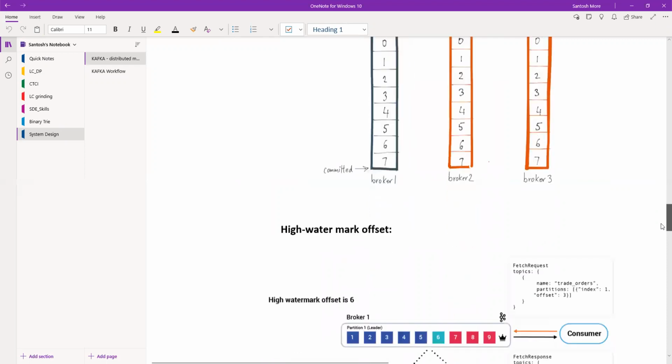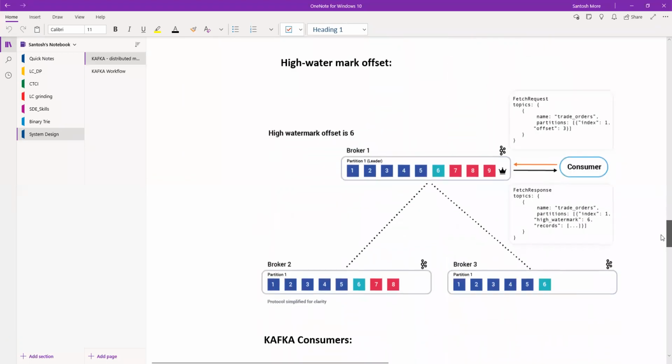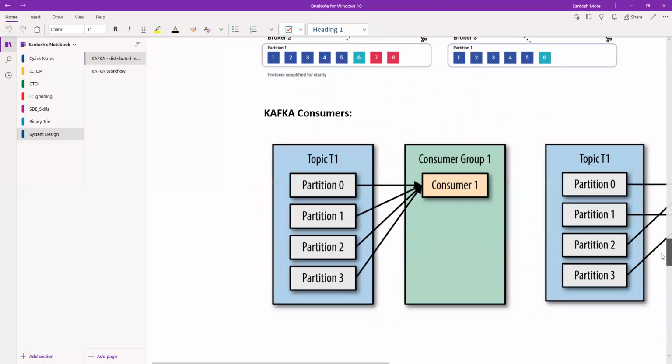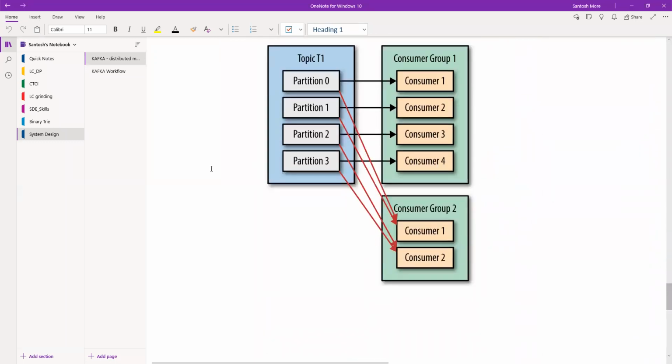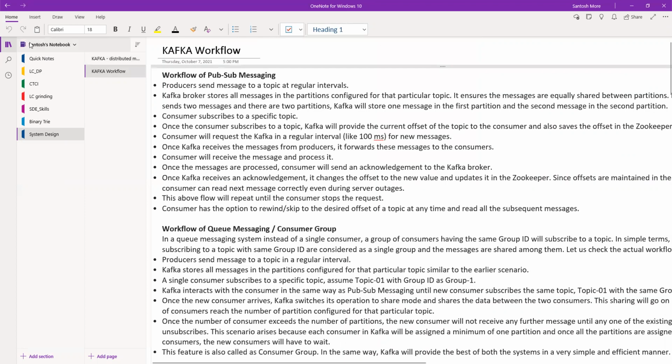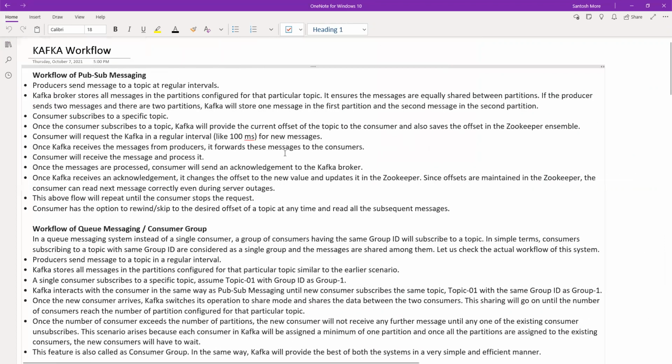and how replicas come in and go out. Then we also discussed the high watermark offset and the consumer groups, and how they interact with the topics. So today we'll focus more on the Kafka workflow. One is the Kafka workflow and the other will be Zookeeper: how Zookeeper gets involved in Kafka and what its role is.